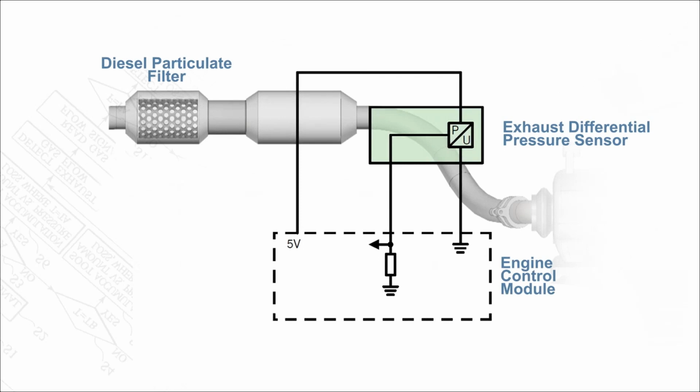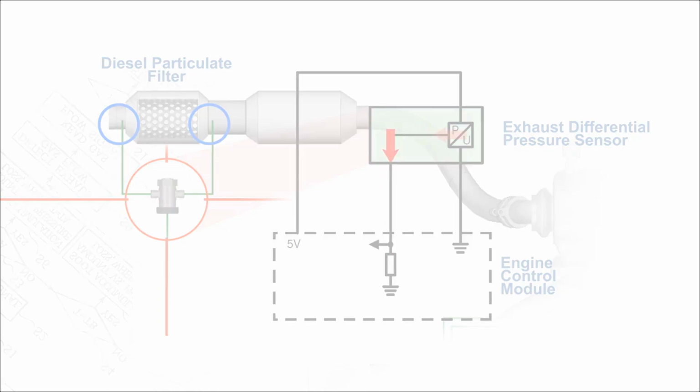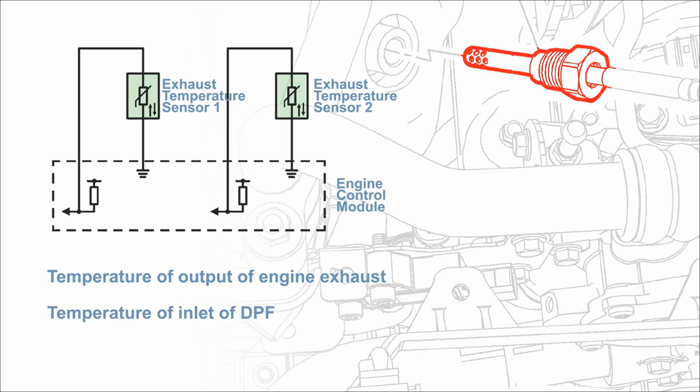A differential pressure sensor is connected across the diesel particulate filter and provides feedback on soot level or exhaust back pressure to the ECM. The differential pressure sensor measures the pressure difference between the entrance and exit of the diesel particulate filter. The exhaust gas temperature sensor is a variable resistor that measures the temperature of the output of the engine exhaust and the inlet to the DPF.